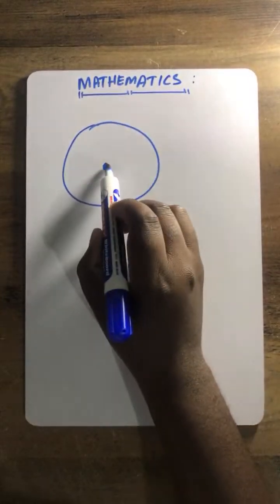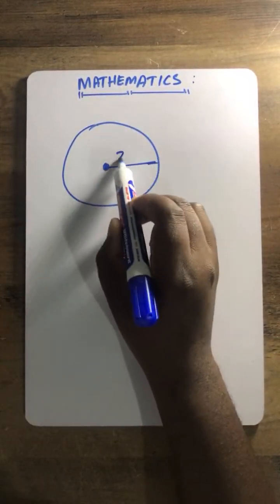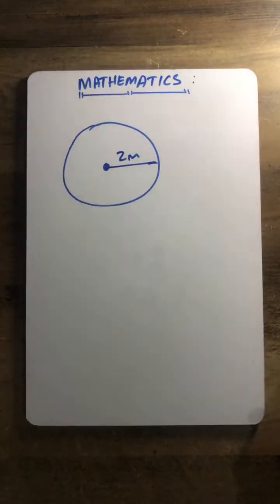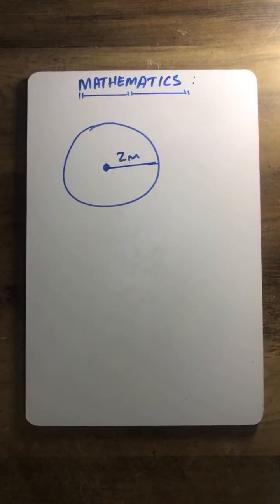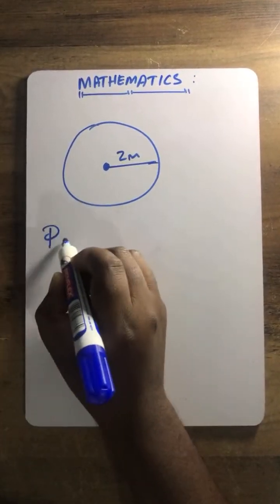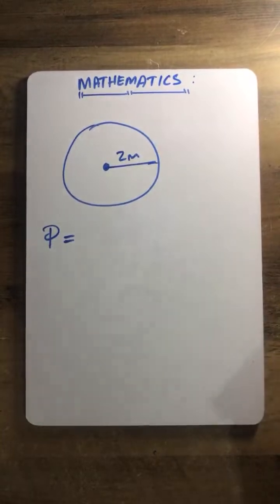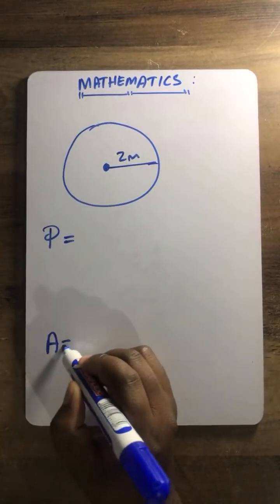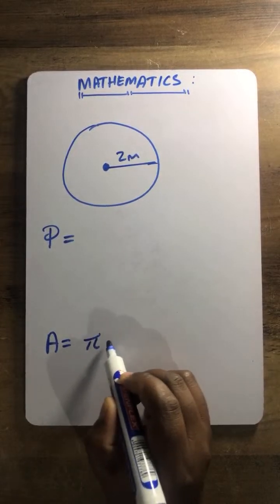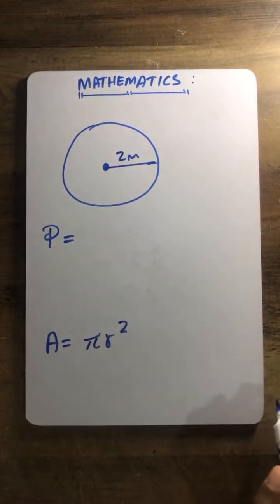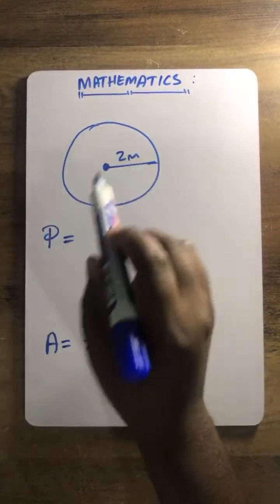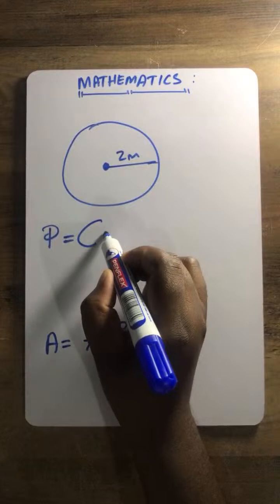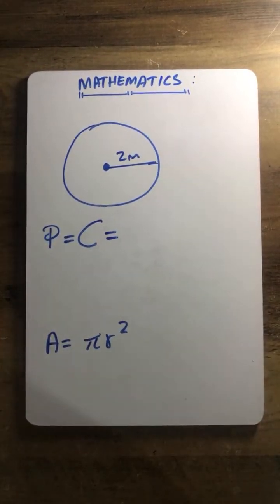A circle having, let us say, 2 meter as that. So when it comes to the perimeter, honorable members, I want you guys to notice something. I know that the area is pi r squared. But when it comes to the circle, we refer to that not as the perimeter but the circumference.